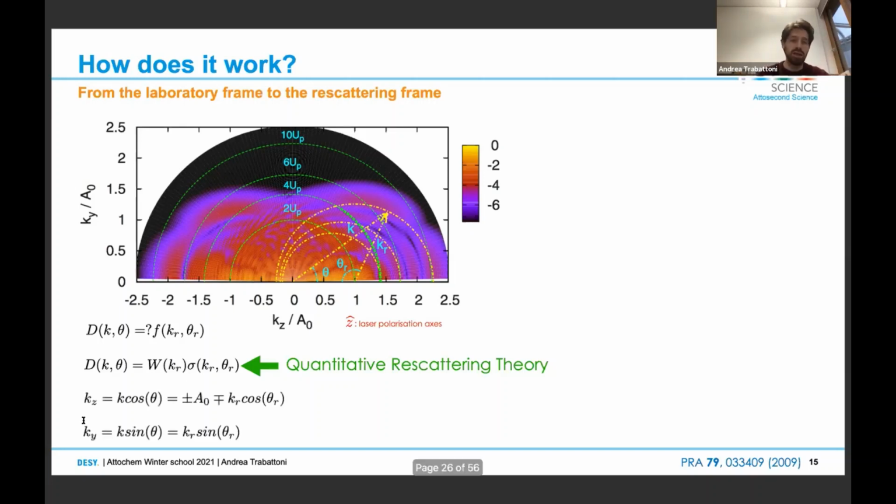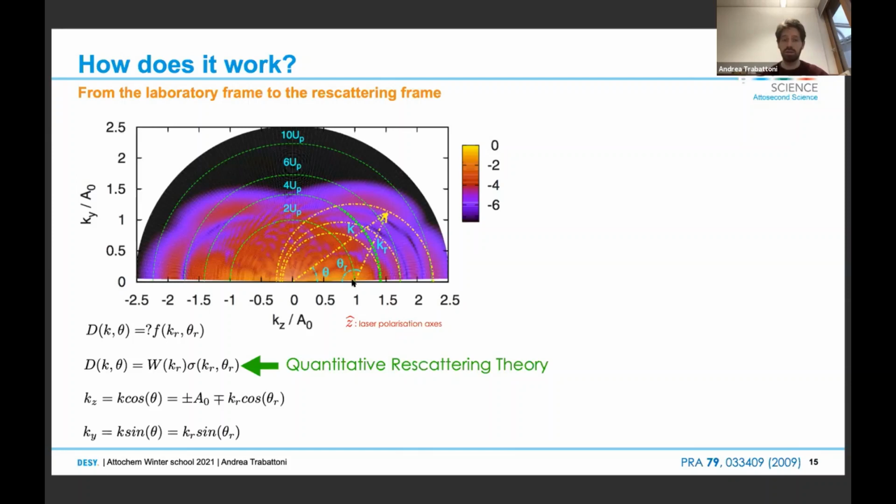And in this way, we can really do a change of basis, going from Ky and Kz in the laboratory frame into the rescattering frame, that is Kr and theta r. Here you have that along the laser polarization axis, that is Z, you have to consider that at the instant of rescattering, you have the vector potential of your laser field that is shifting the momentum of your electron. So actually the origin of my rescattering frame is not at the center, but here, where this distance is the vector potential.